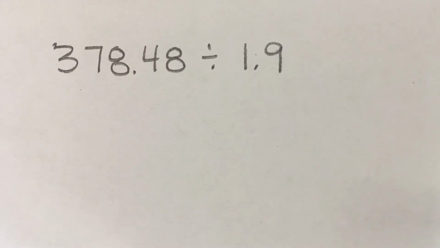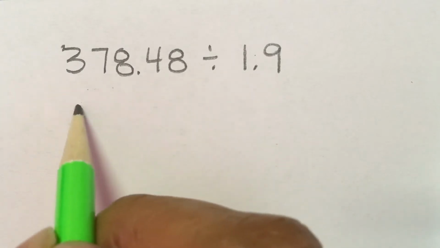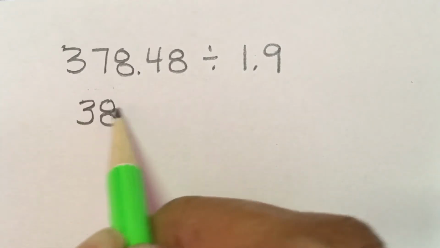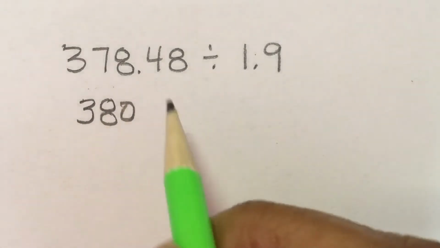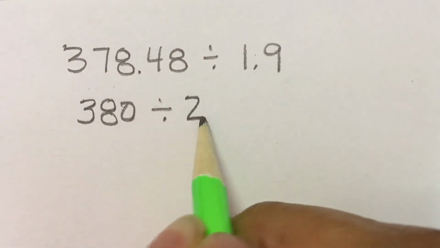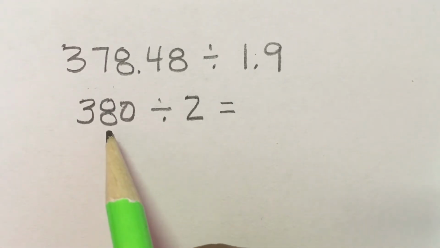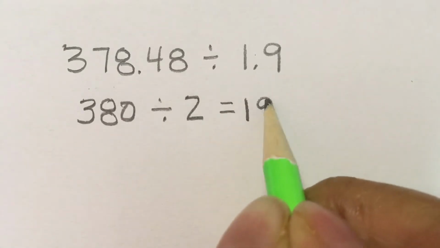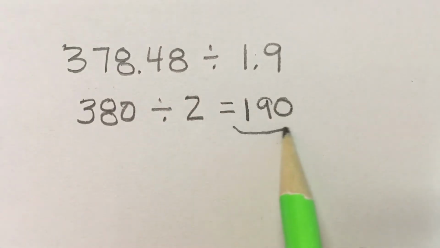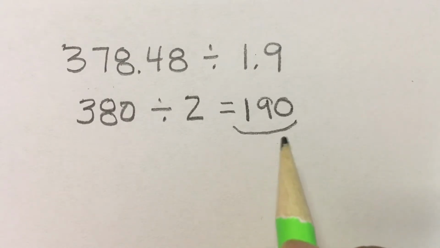I would start by determining what a reasonable answer would look like, and to do that, I would round my 378.48 to a whole number, which would be 380, and I would round my 1.9 to a 2. Now I can easily divide 2 into 380 to get 190. This lets me know that my answer should be somewhere close to 190.